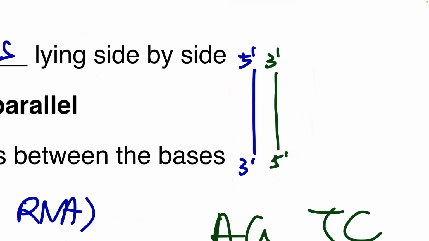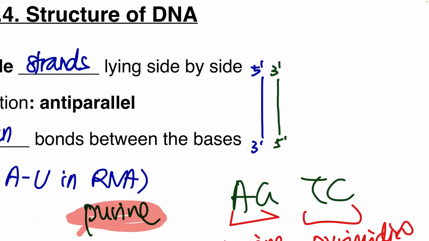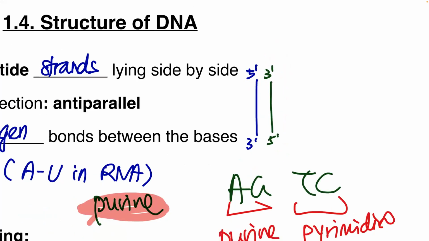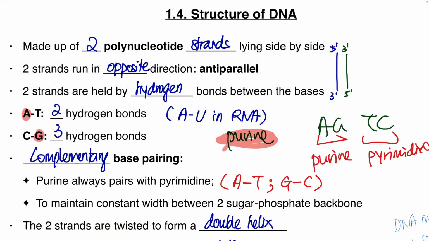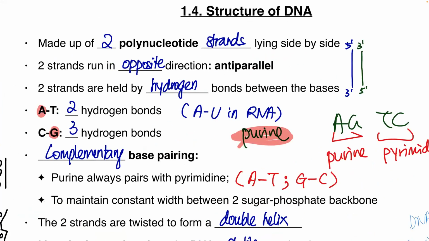Basically anti-parallel means the two strands end with different ends of the DNA strands. One end with 5', the opposite side end with 3', and vice versa. The two strands are held by hydrogen bonds between bases, which is very important here. This whole part is very important about the structure of DNA. It's commonly tested, so you need to know the structure of DNA and how it is held.